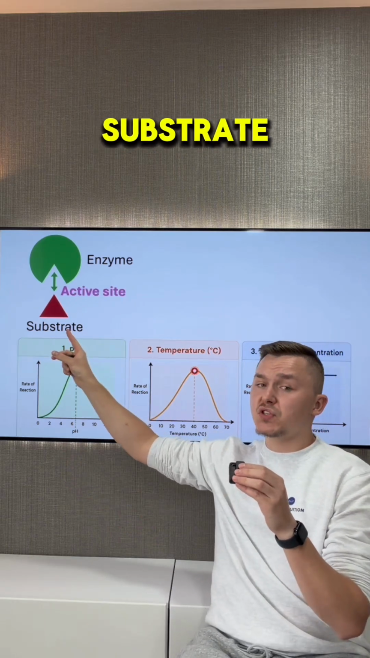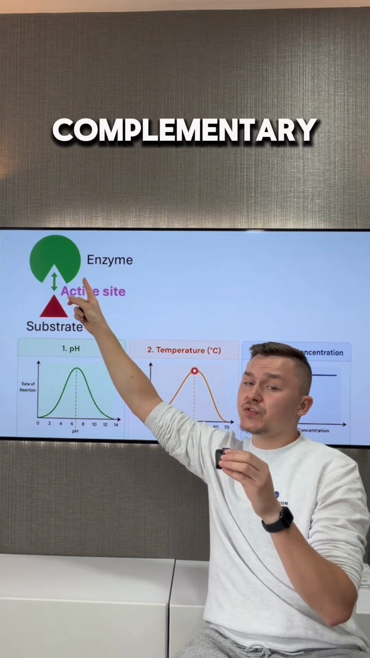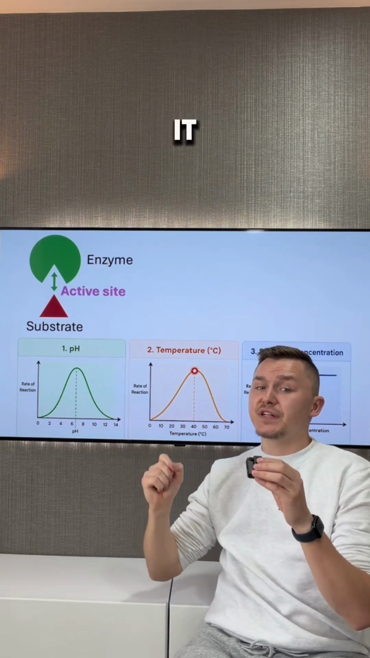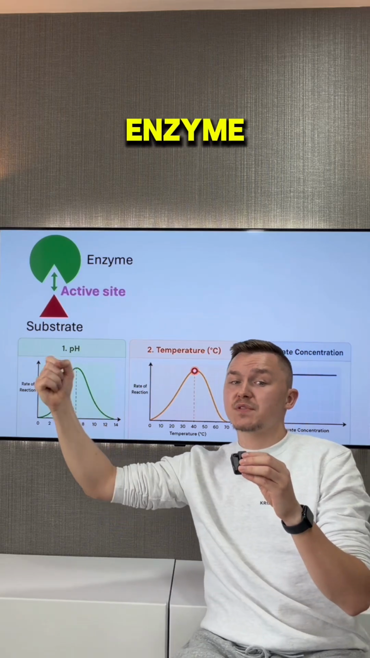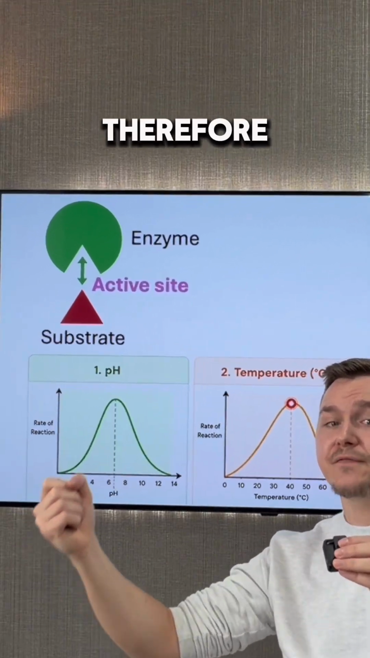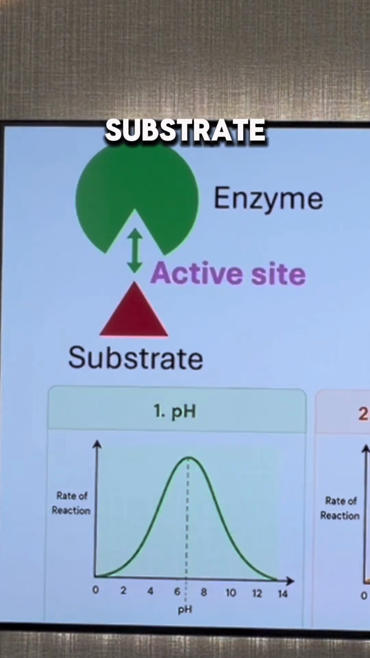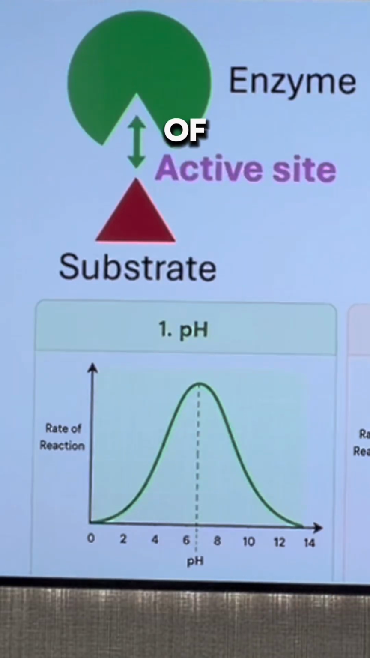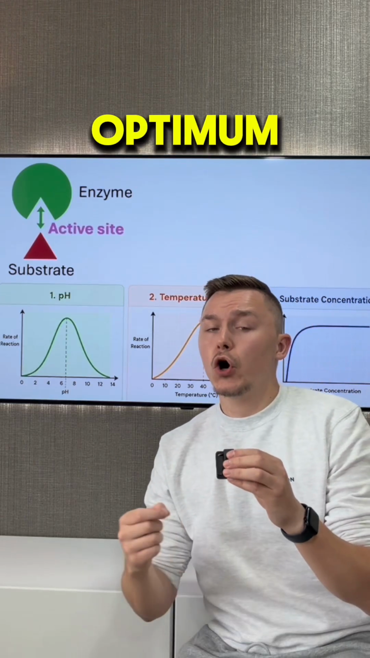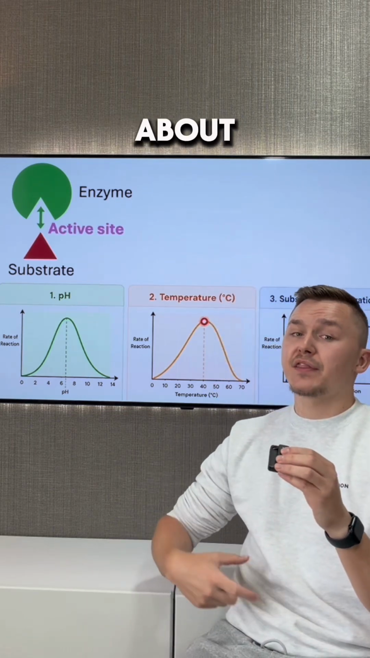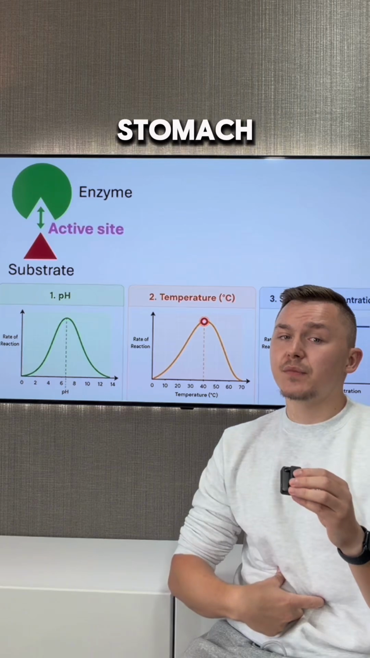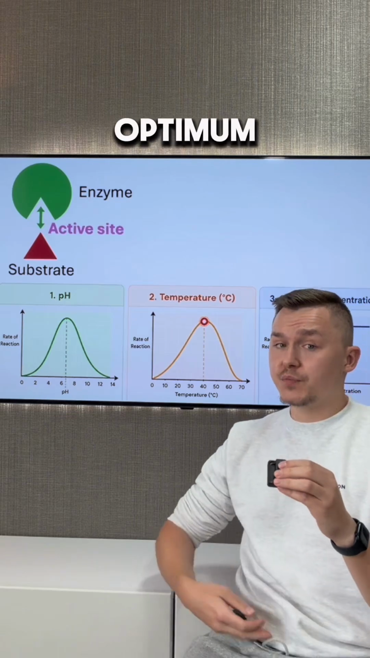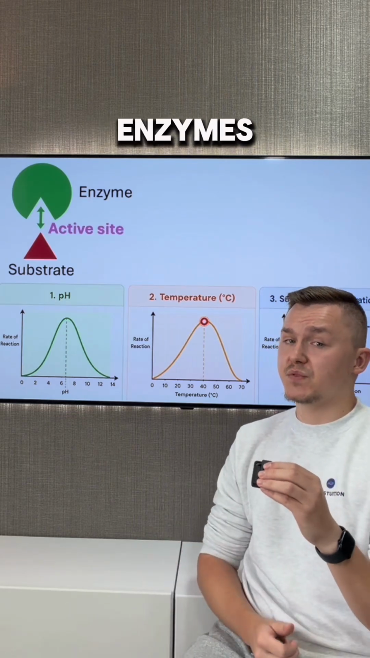So a substrate must have a complementary size and shape to the active site of the enzyme in order for it to fit, to form an enzyme substrate complex, and therefore to break down this substrate. And we need to know about the factors affecting enzyme function, pH being one of them, and every enzyme has an optimum pH. We spoke about the protease enzymes inside the stomach, where the hydrochloric acid brings the pH down, making it optimum conditions for the protease enzymes to work.